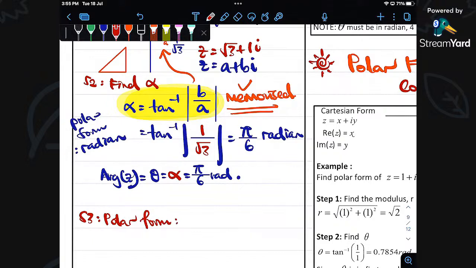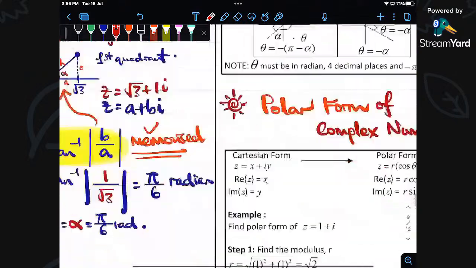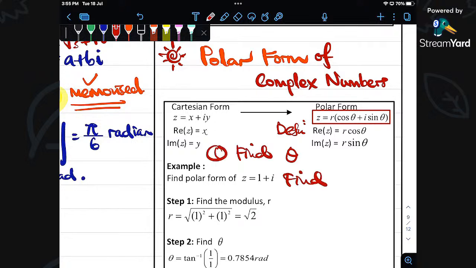Penulisan polar form memerlukan conjugate Z. Conjugate Z pula memerlukan polar form. Okay, let me tell you bentuk polar form ya. So bentuk polar form adalah ini. This is the definition untuk polar form, where it needs you to write down the theta. It means you gotta find theta, satu cari theta. Kita dah jumpa pun tadi theta kita. Dan lagi kedua adalah mencari R.